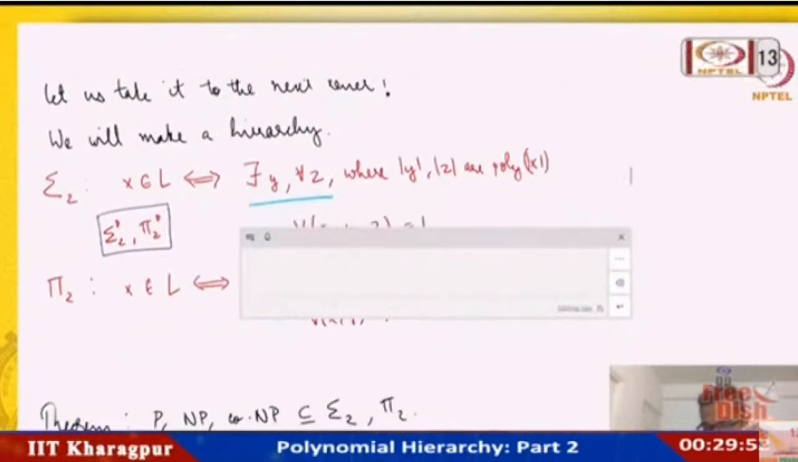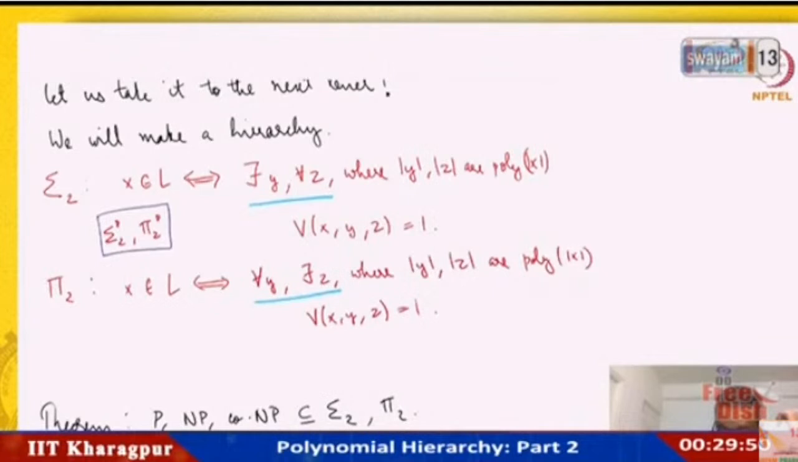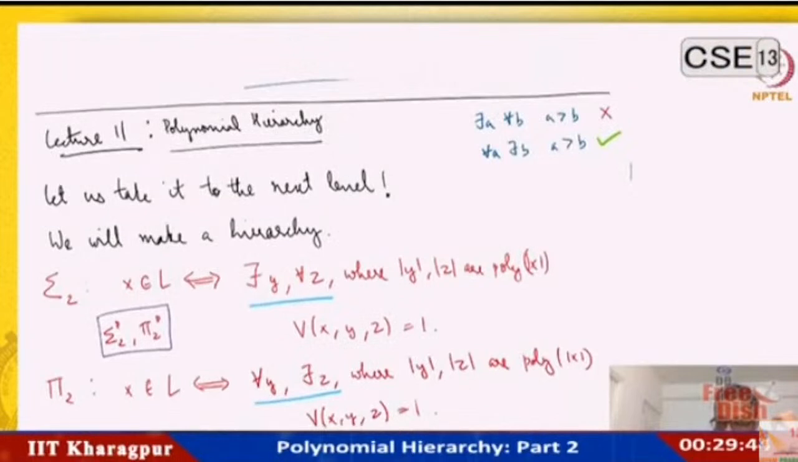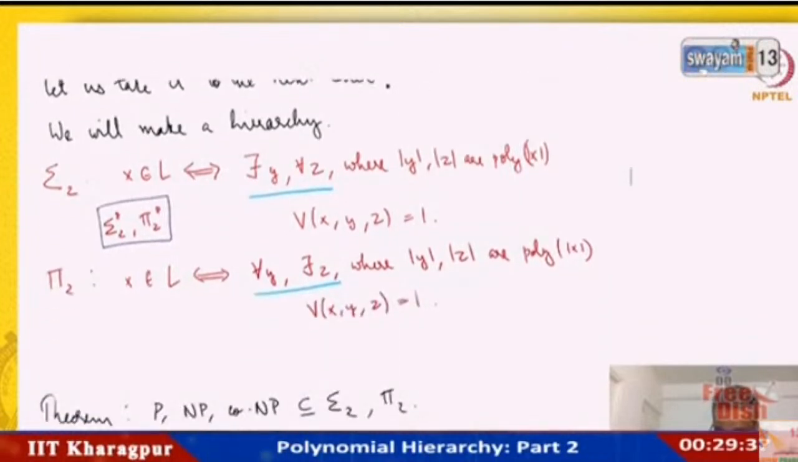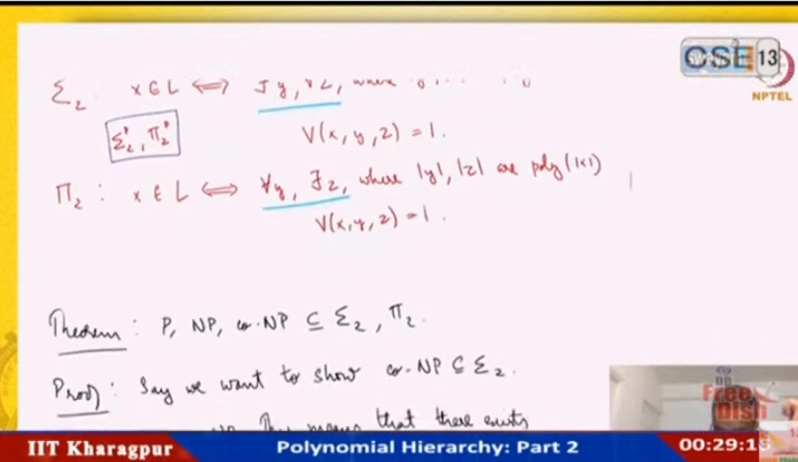So what I'm trying to illustrate is that these may look similar, but they are not, because the order of quantifiers matters. Here I gave a simple example where the order of quantifiers does matter. So this is Sigma 2 and Pi 2. Sigma 2 is where we have the existential quantifier followed by the universal quantifier, and in Pi 2 we have the universal followed by the existential.